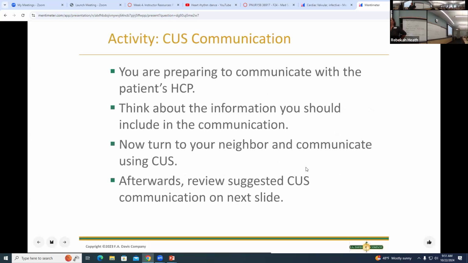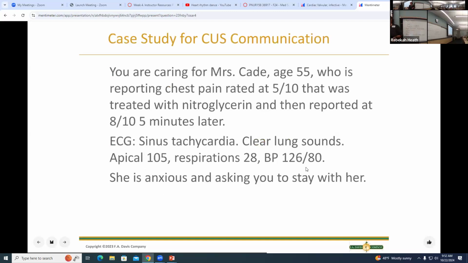So you're preparing to communicate with the healthcare provider, okay? You are the nurse, right? So think about what we want to include when we're talking to the provider, and then turn to somebody next to you and talk about how you would use CUS. So using one of those phrases: I am concerned, I am uncomfortable, I have a safety issue.